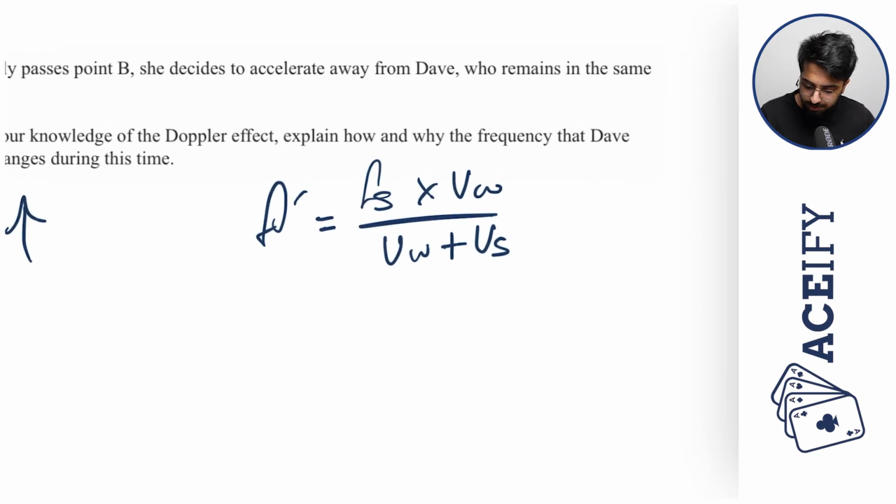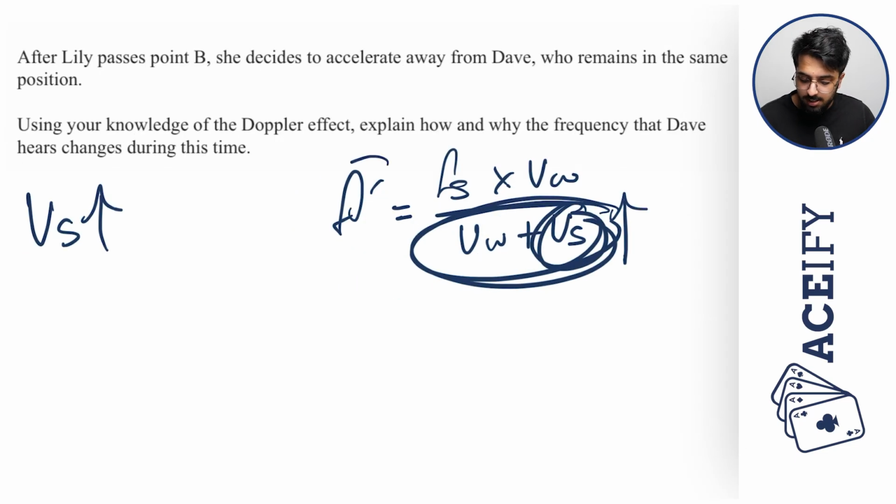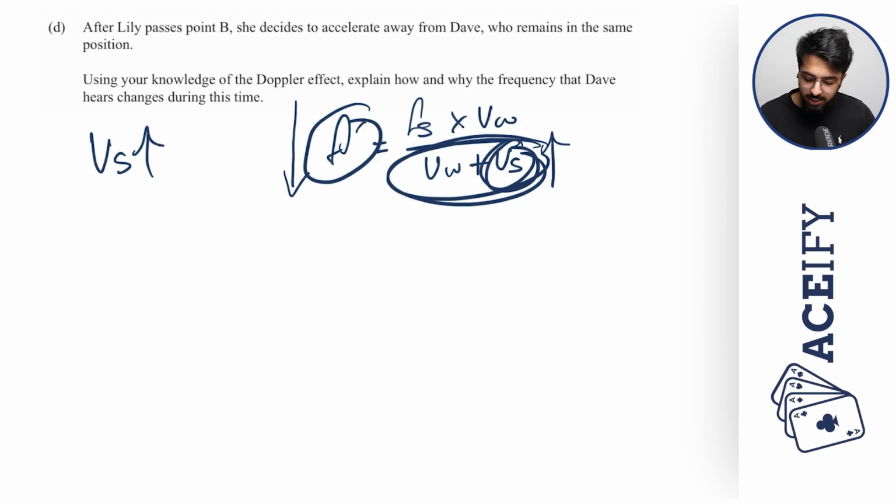So if our source velocity begins to increase, this means that our denominator is getting larger and larger. As she keeps accelerating away, the source velocity is going to continuously increase, and therefore our denominator is going to get larger and larger. And so this means that the frequency observed by Dave is going to continuously decrease and decrease and decrease.